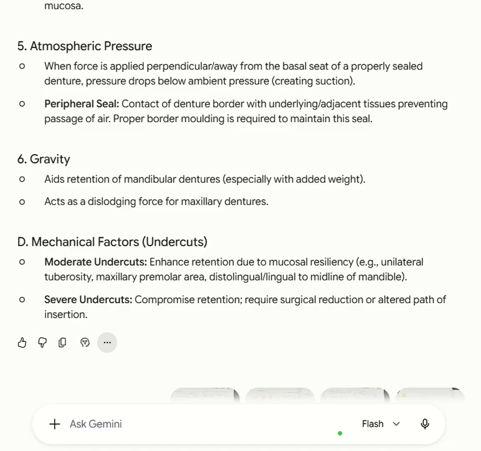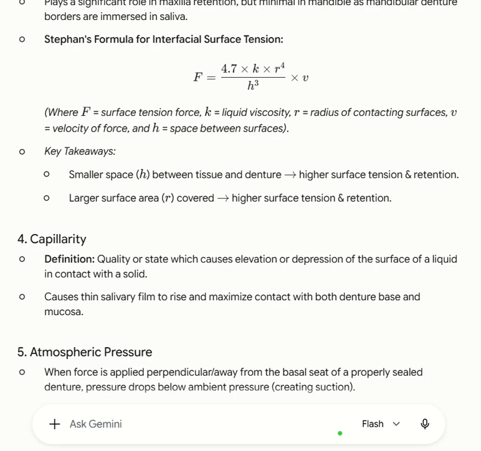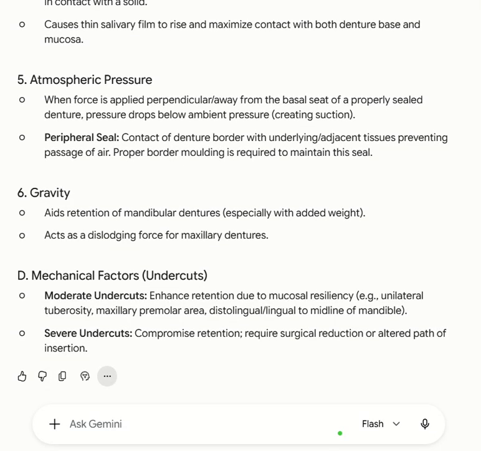4. Capillarity. Definition. Quality or state which causes elevation or depression of the surface of a liquid in contact with a solid. Causes thin salivary film to rise and maximize contact with both denture base and mucosa. 5. Atmospheric pressure. When force is applied perpendicular, away from the basal seat of a properly sealed denture, pressure drops below ambient pressure, creating suction.